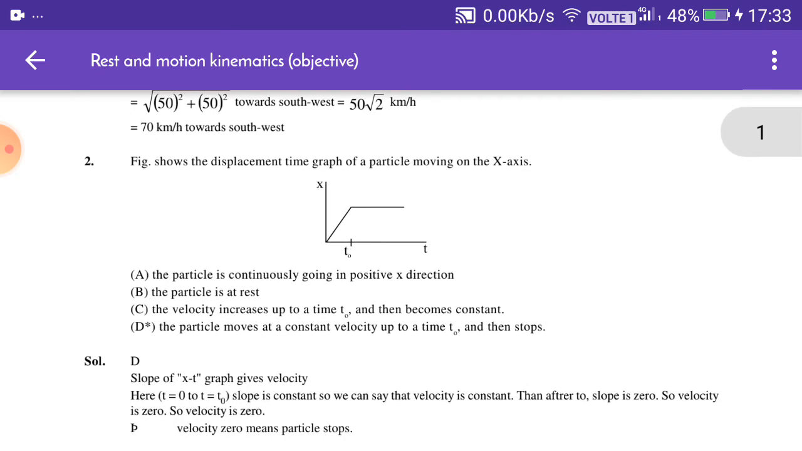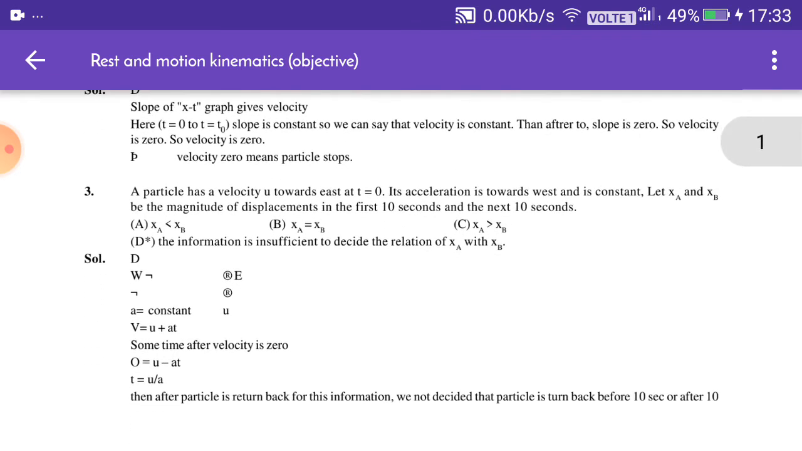There is another figure. Here we have a displacement-time graph of a particle moving on the x-axis. You can see from 0 it is a constant straight line, and from t naught to t it became constant. So what does it mean? The particle moves at constant velocity up to time t naught and then stops, because till t naught the straight line means the velocity is constant, and afterwards it changed its position.